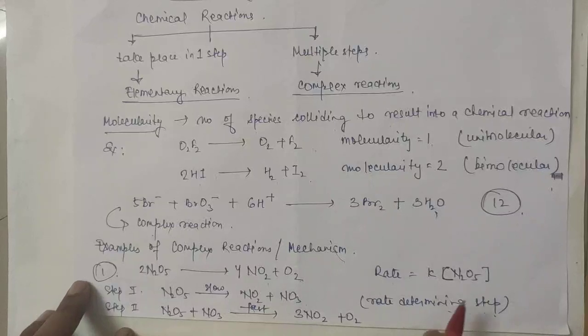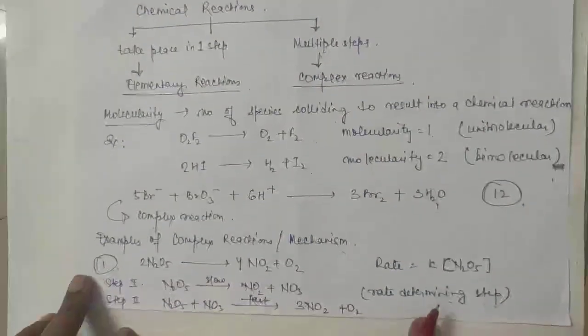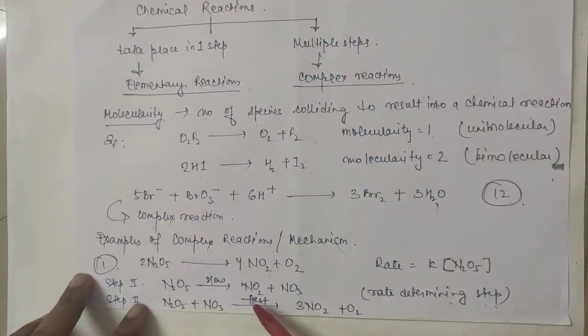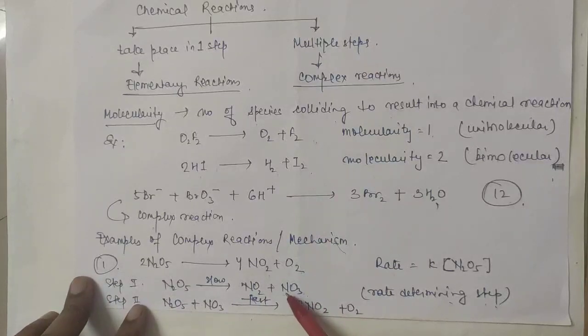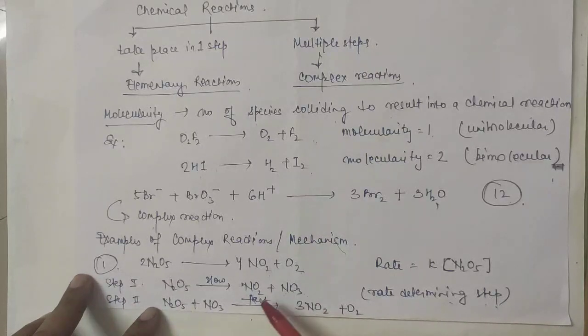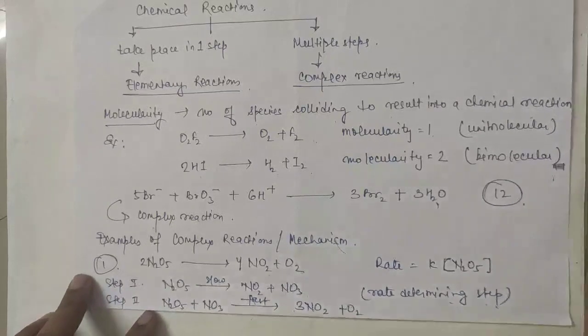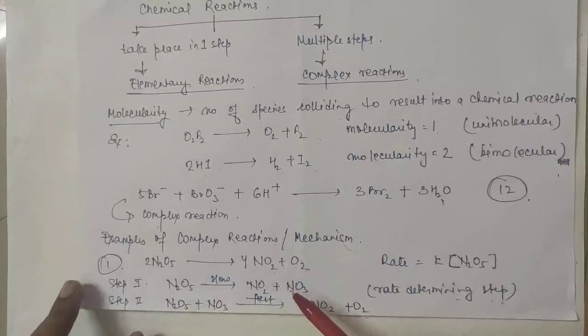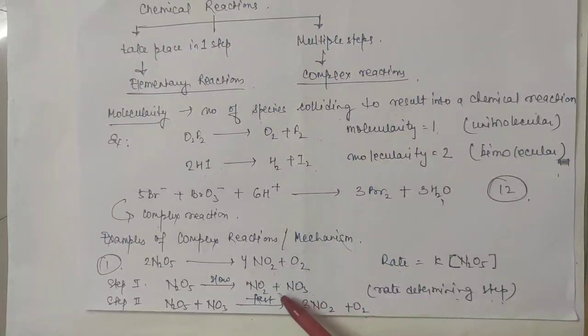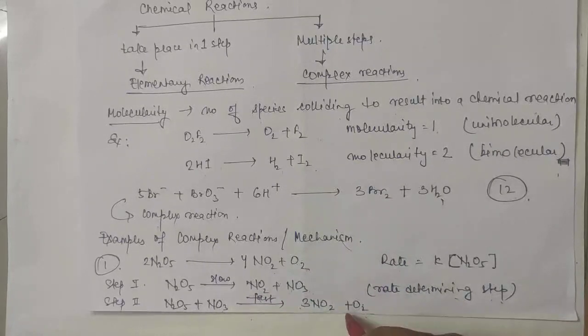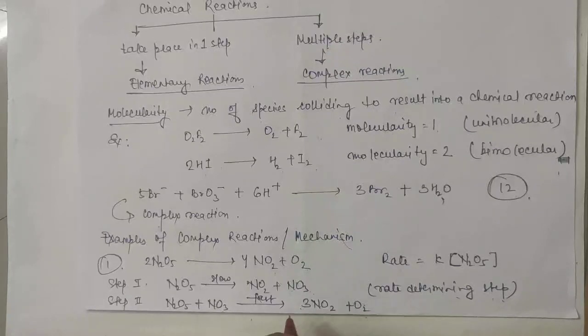Now one thing you have to remember here is that you will see NO3 is formed in the first step and it is consumed in the second step and does not appear in the final product. So this type of species which appears in some intermediate step, is consumed in the later steps and does not appear in the final products is known as an intermediate of the reaction.